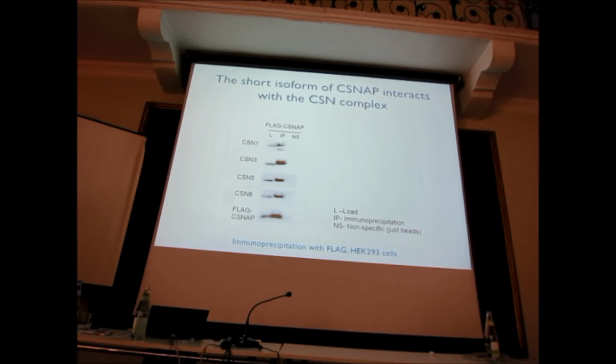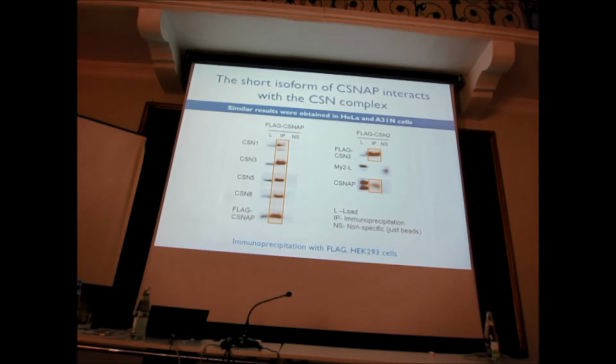In addition, we did reciprocal co-immunoprecipitation analysis. Here, for example, we transiently expressed a flag CSNAP, and then we did a pull down, and you can see that together with CSNAP, we also have signalosome subunit pull down. And similarly, in the reciprocal co-immunoprecipitation analysis, when we stably express flag CSN2, and we do a flag pull down, only CSNAP, but not the longer isoform, is pulled down, again suggesting that CSNAP is part of the complex. And this experiment was repeated also in HeLa cells and also in mouse A31N cells. In all these cases, we got similar results.